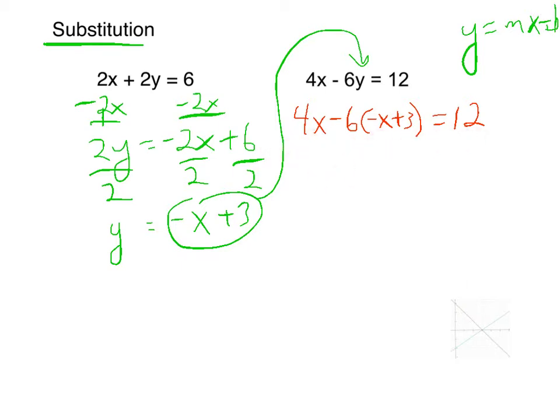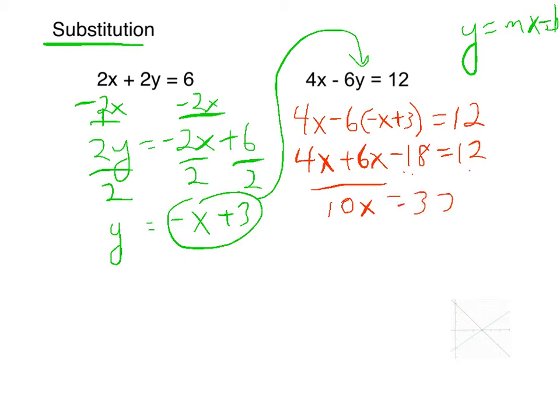So let's do that. This gives us 4x plus 6x, don't forget negative negative, minus 18 equals 12. Always combine your like terms. We have a 10x. I'm going to save time. I'm going to do my plus 18 and plus 18 over here, and that's going to give us 30. And then you divide by 10 on both sides, and you get x equals 3, which we were expecting. Okay, we're using the same functions. We better get the same answer.